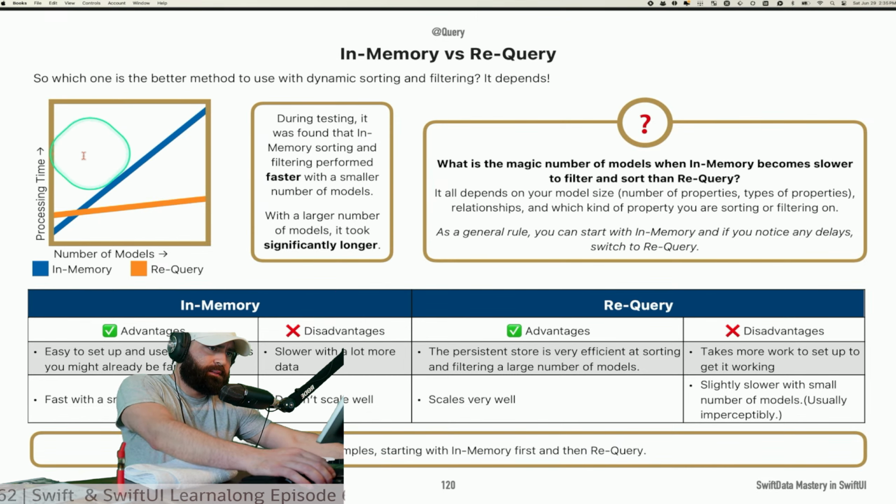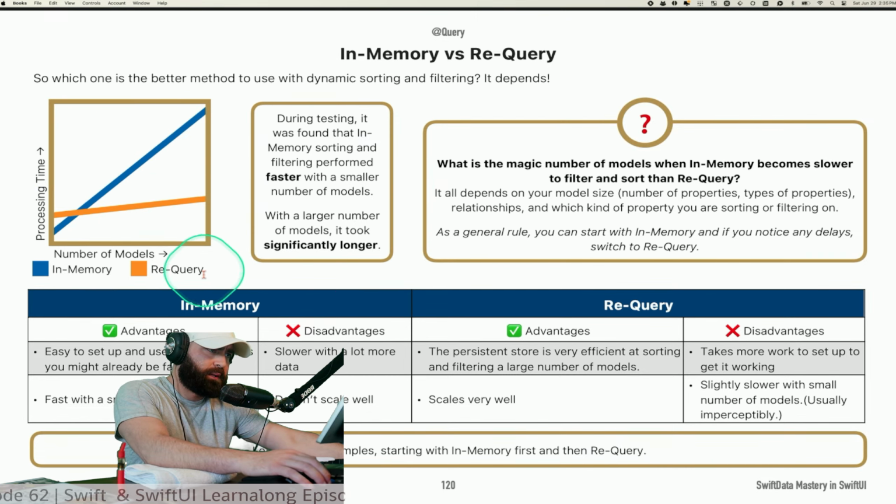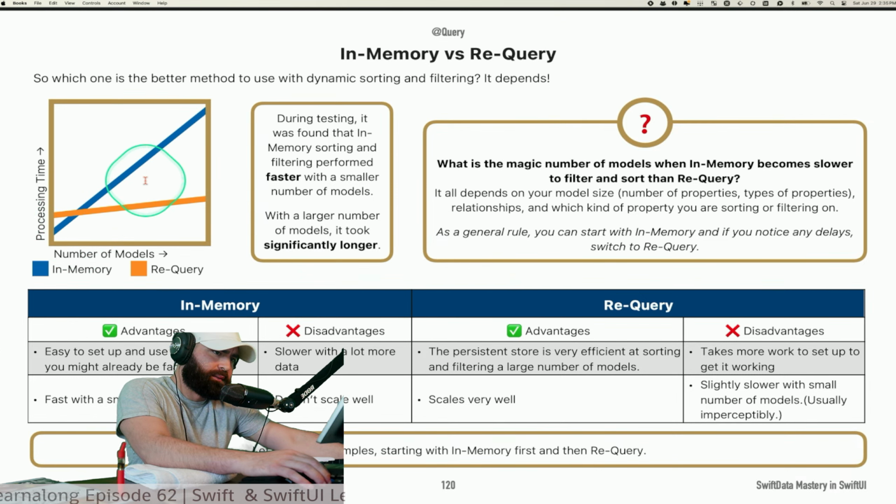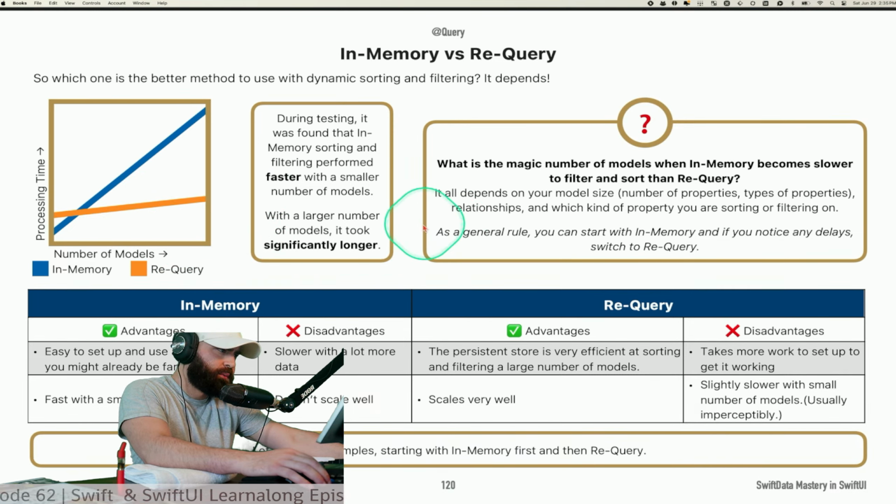Okay, so which one is the better method to use with dynamic sorting and filtering? It depends, of course. Processing time, number of models. Yeah, there's an inverse relationship there. During testing, it was found that in-memory sorting and filtering performed faster with a smaller number of models. With a large number of models, it took significantly longer. What is the magic number of models when in-memory becomes slower to filter and sort than requery?